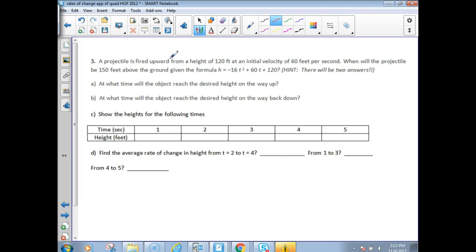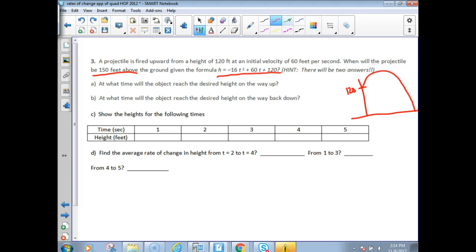We've got a projectile fired upward from a height of 120 feet at an initial velocity of 60 feet per second. When will the projectile be 150 feet above the ground? This is your equation, which you should be able to write on your own. There should be two answers, because think about it. If it's coming off 120 feet, that's where it starts, like your y-intercept, and then it's going to go up and come back down.